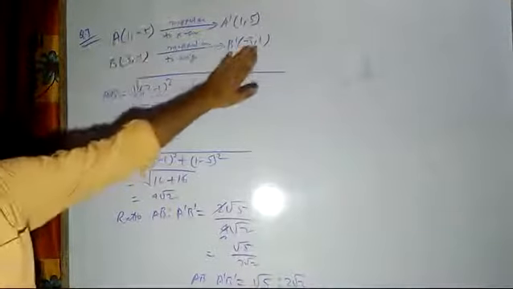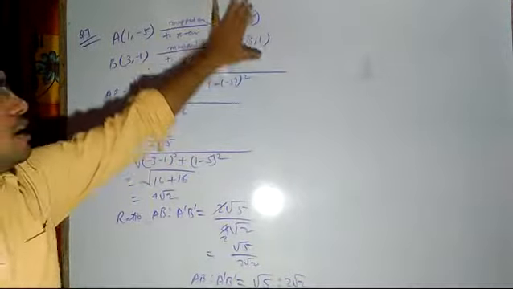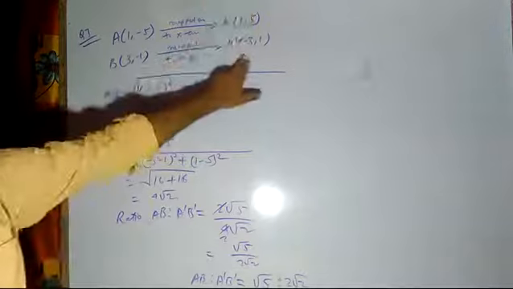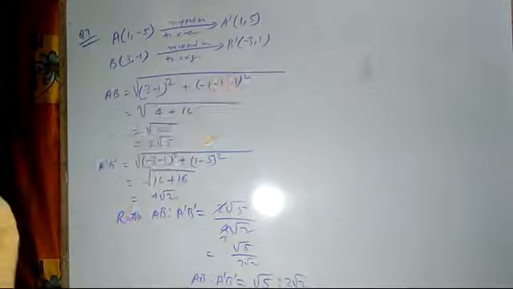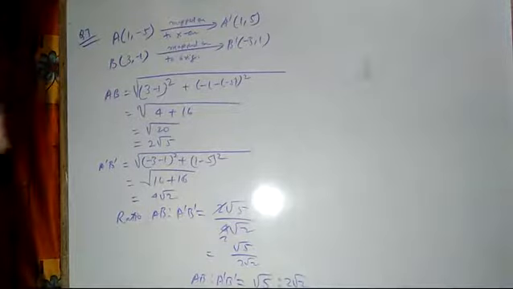Mapping is necessary. If you know that previous chapter concept, then definitely you will be able to map this number, and then afterwards you have to find the ratios of their distance.